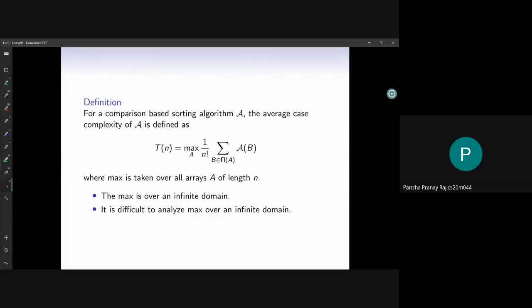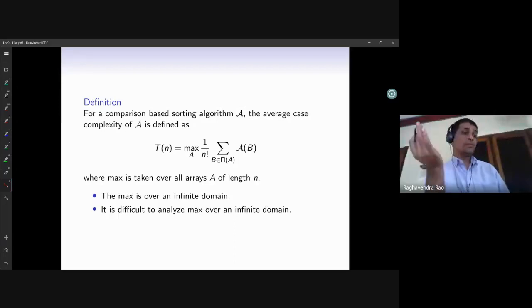Yes, I have just a question. So why in the first place have we written a max in the definition? I said max because I don't know how to do average, right? So I'll take the worst case possibility there.